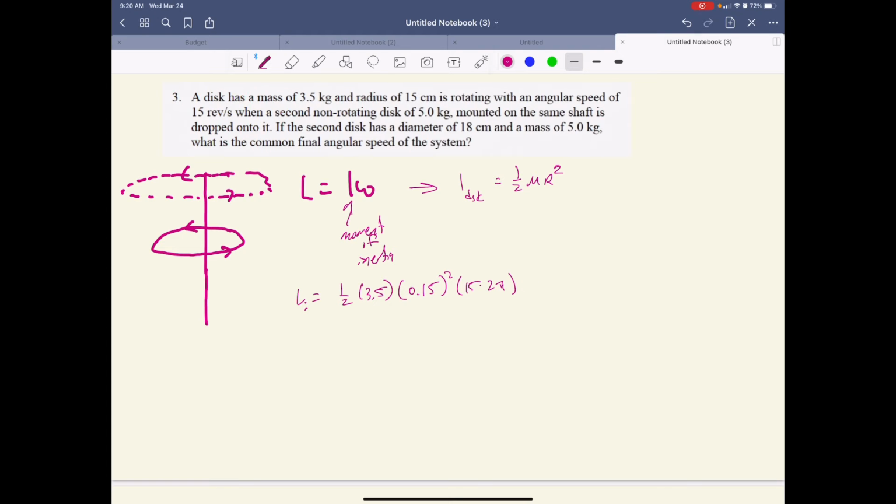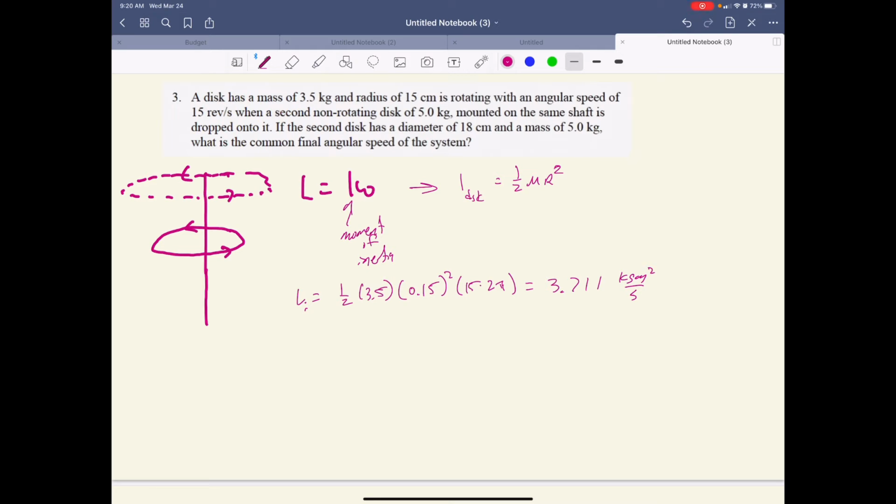I was wondering why my number seemed too small. So I'll multiply whatever I got by 30 pi. There we go, that's what I got earlier. 3.711 in kilogram meters squared per second. All right, that is the total angular momentum of the system.